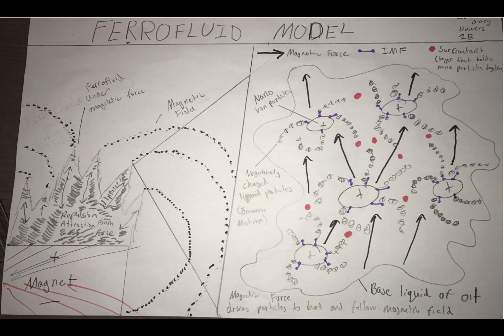And this is where the surfactant comes in. The surfactant are, as labeled by the key, these red dots. And these red dots keep the particles from joining together, so that it still maintains its liquid form, but it has some sort of solid aspect to it. And this applies to protecting hard drives.